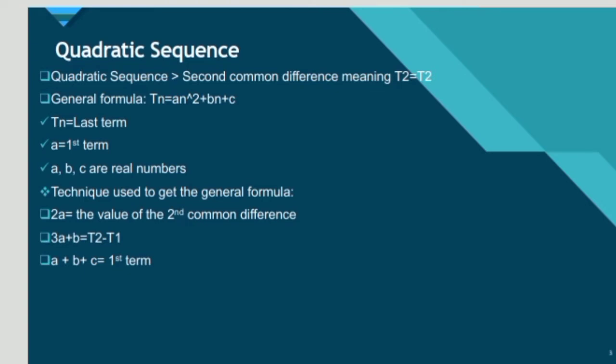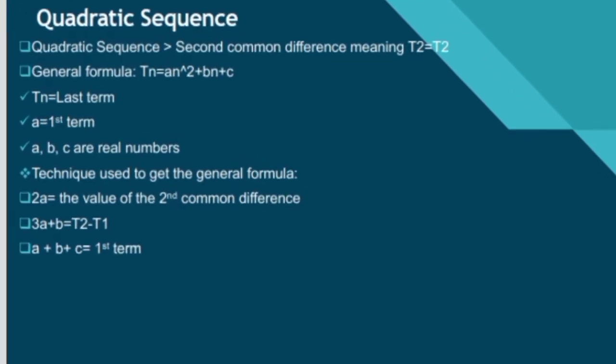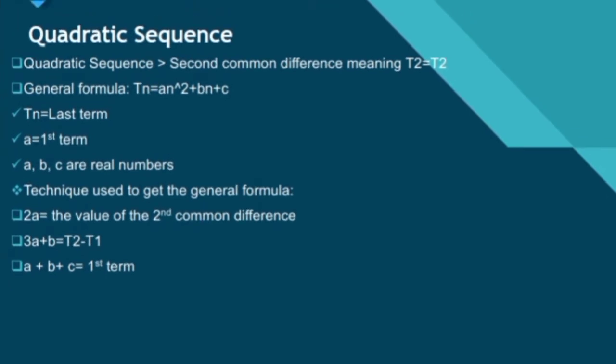And then there is the general formula. The general formula of a quadratic sequence is Tn = an² + bn + c, right? Tn means the last term or the general term, and a represents the first term. And a, b, and c are real numbers, meaning they will be actual numbers. They will no longer be just a, b, and c only.